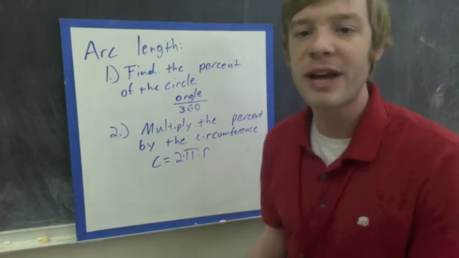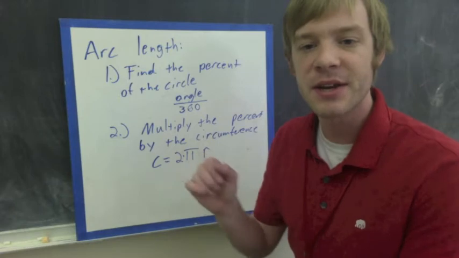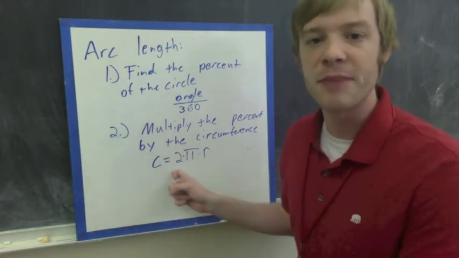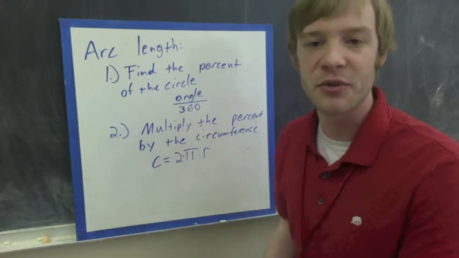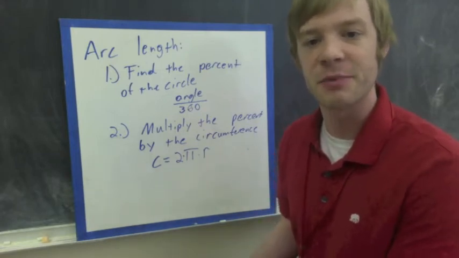Now, once we get that, we have to multiply that percent by the circumference. So we're going to take the length all the way around, which is the circumference here, and multiply it by the percent of the circle that we're actually using. Let's take a look at how this happens in an example problem.